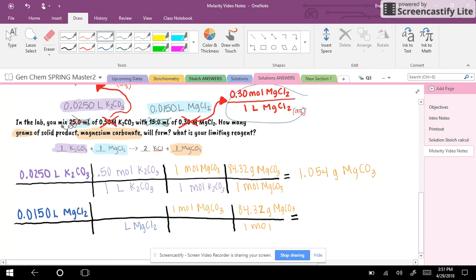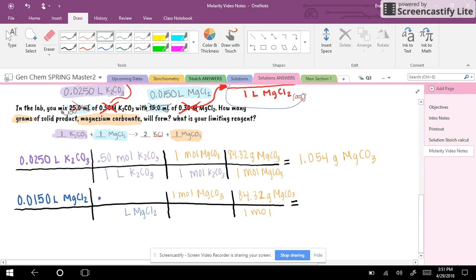And this right here is my molarity of the magnesium chloride solution. So I'm going to have 0.30 moles for every 1 liter. And then I look for my coefficient. Magnesium chloride is right there. So 1 mole MgCl2. And then we'll plug that in the calculator. 0.015 times 0.3. The 1/1 is just 1, and then times 84.32. Oh, excuse me. And I get 0.379 grams of MgCO3.